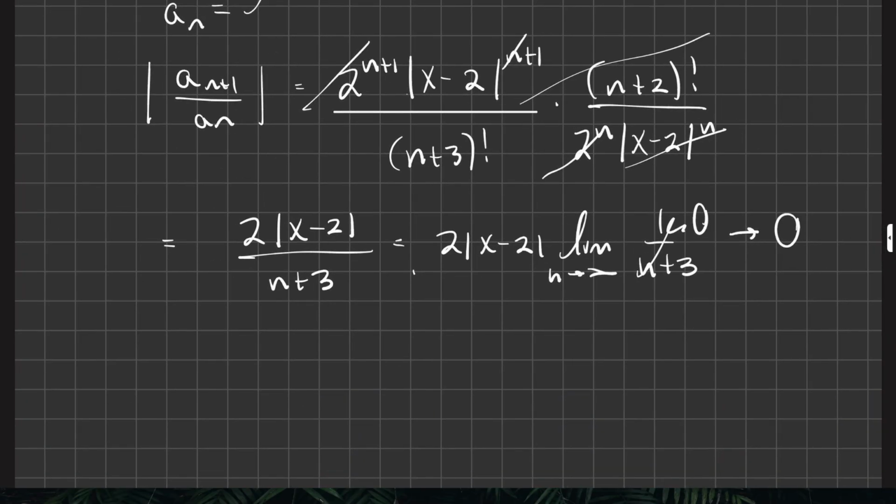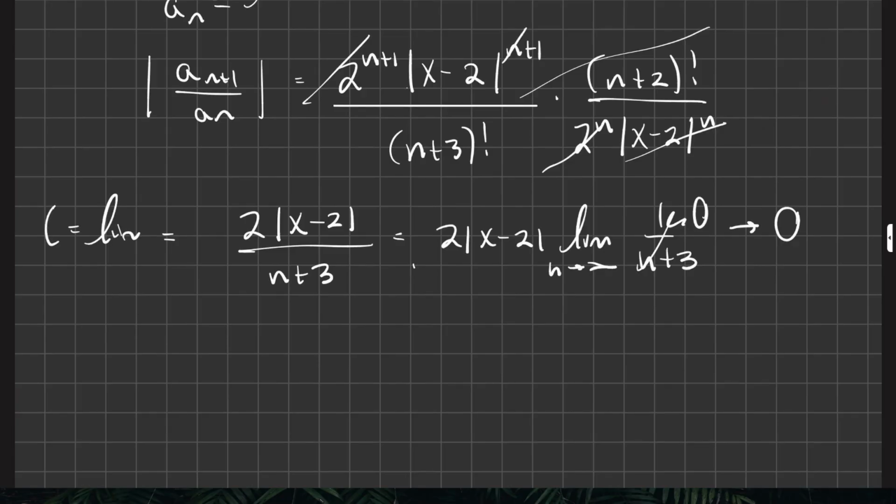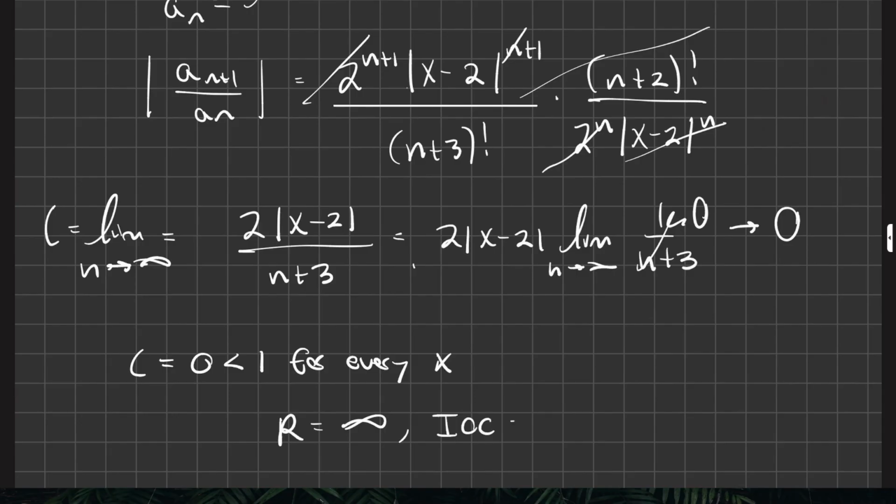Now, we're calling our limit capital L. L is equal to 0, which is less than 1 for every single x, as long as x is a real number. So this means the series converges for all x. So our radius of convergence is infinity, and our interval is all real numbers, negative infinity to infinity.